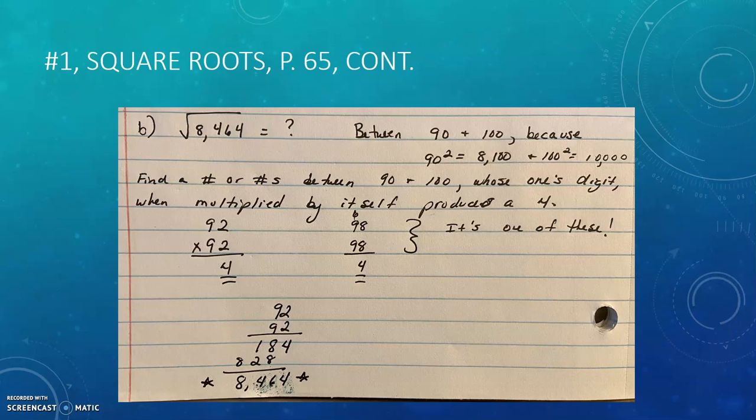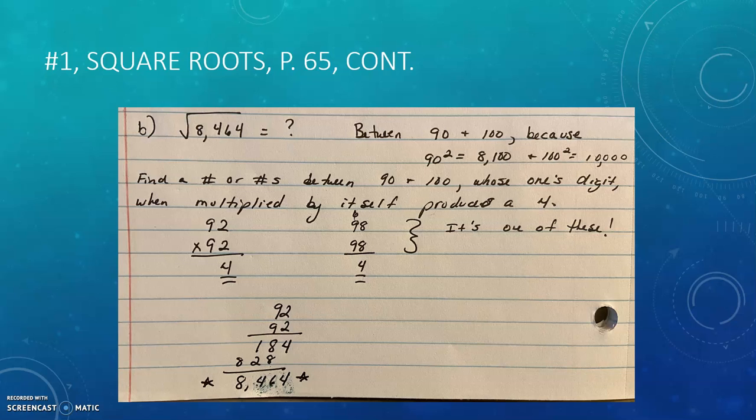Okay. Let's look at number one, part B. Same strategy, but we're trying to find the square root of 8,464. We know that 90 squared is going to give us 8,100, and we know that 100 squared is going to give us 10,000. So some number between 90 and 100 has to produce this 8,464. And quite frankly, it's going to have to be closer to the 90 end because it's much closer to 8,100 than it is to 10,000.